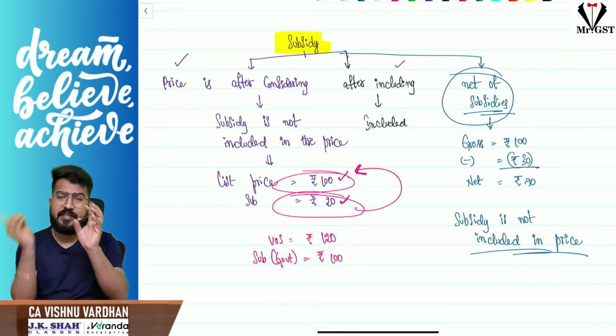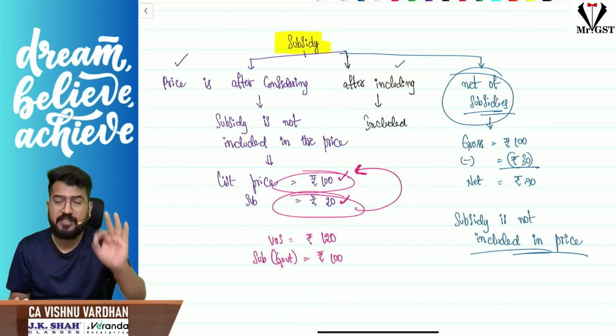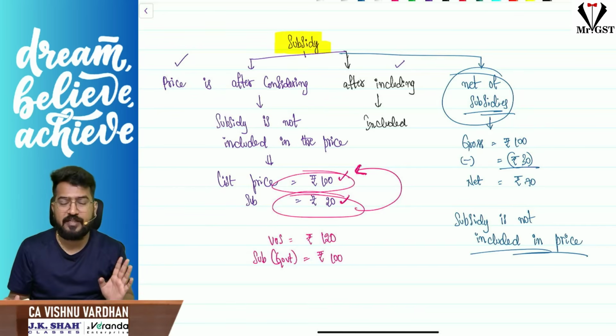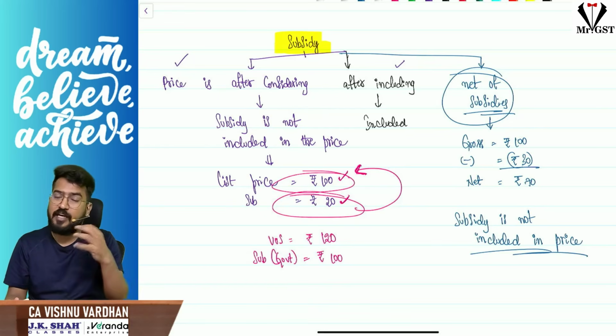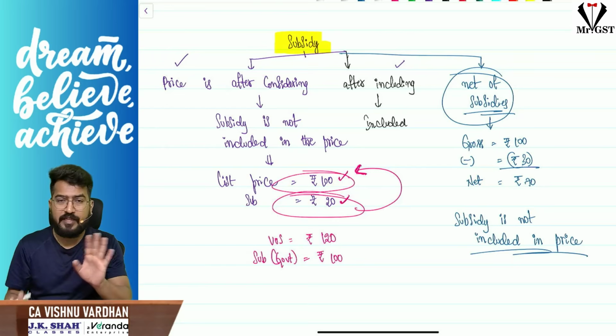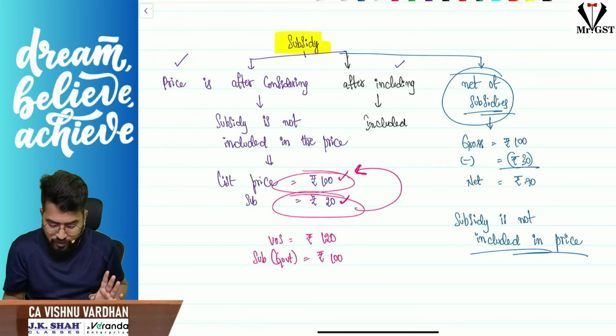It doesn't mean that the 10,500 includes the subsidy. No, it is not like that. Only if they say the subsidy is included in the price, then you should take it as included. After considering subsidy means I know that I will get the subsidy. It doesn't mean that the subsidy amount is included in the price. Please don't misunderstand that. This is one mistake you might be making.